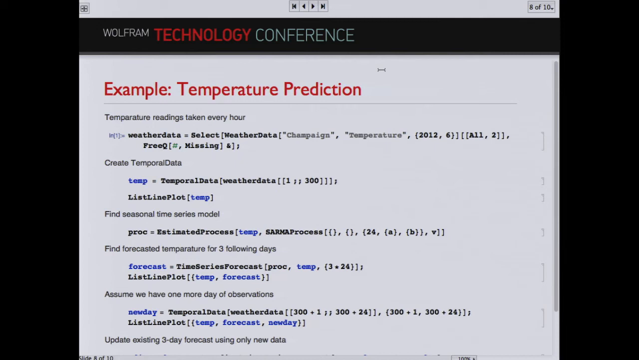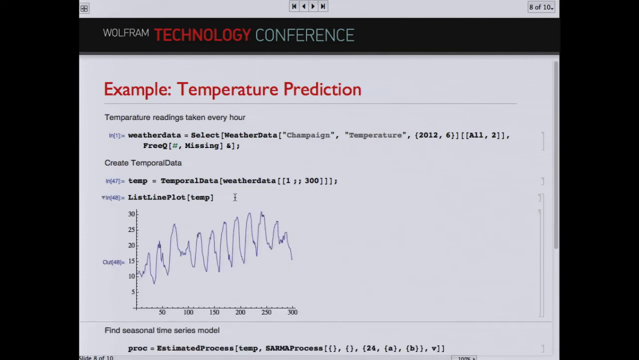Okay. So I would like to show an example, which is a temperature prediction, and I evaluated this data. It's weather data from Mathematica. It's from Champaign. What I'm looking at is hourly readings of the temperature, and I'm going to package it into temporal data, and I'm taking the first 300 hours of the observations, and this is more or less how it looks. So that's June, and it's in Celsius.